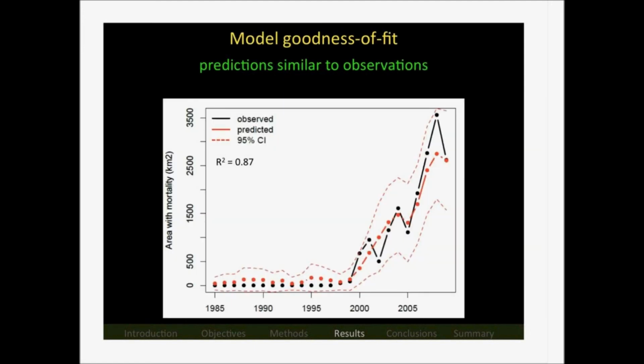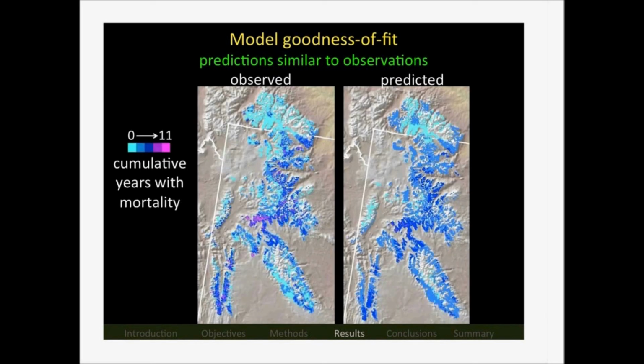So we wanted to know, well, how well did the model do? This shows in black the observed area with mortality each year, and in red the predicted area with mortality, with the dashed lines the 95% confidence interval. And so the predictions are very similar to the observations. Spatially as well, the predictions are similar to the observations. These maps show the cumulative years with mortality, the light blue being no years, and the bright pink being up to 11 years with mortality.